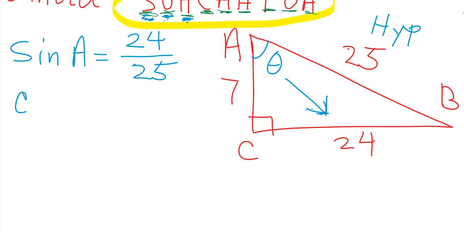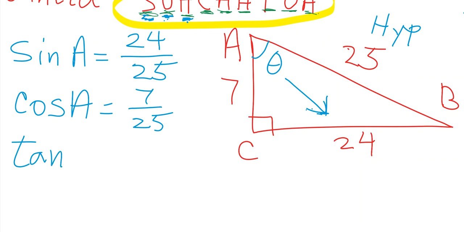What is cosine of A? Cosine of A is going to be equal to adjacent over hypotenuse, 7 divided by 25. And tangent of angle A is going to be equal to opposite over adjacent. That's going to be 24 over 7. There you have it, the three trigonometric ratios.